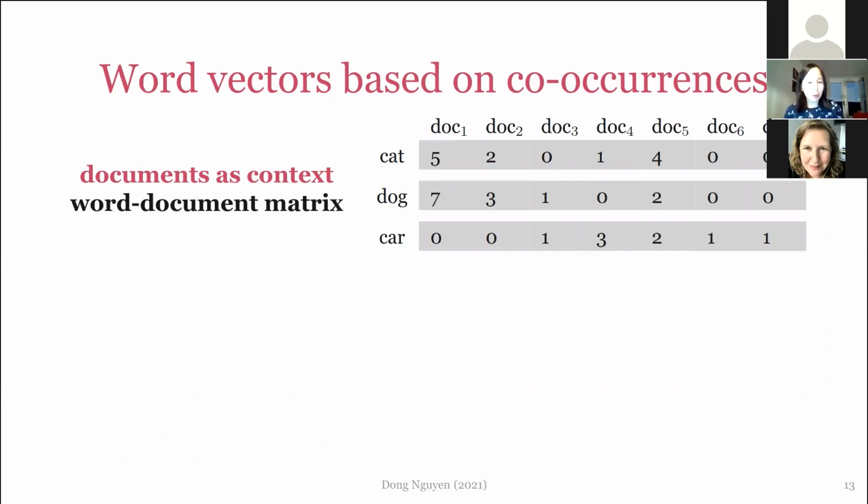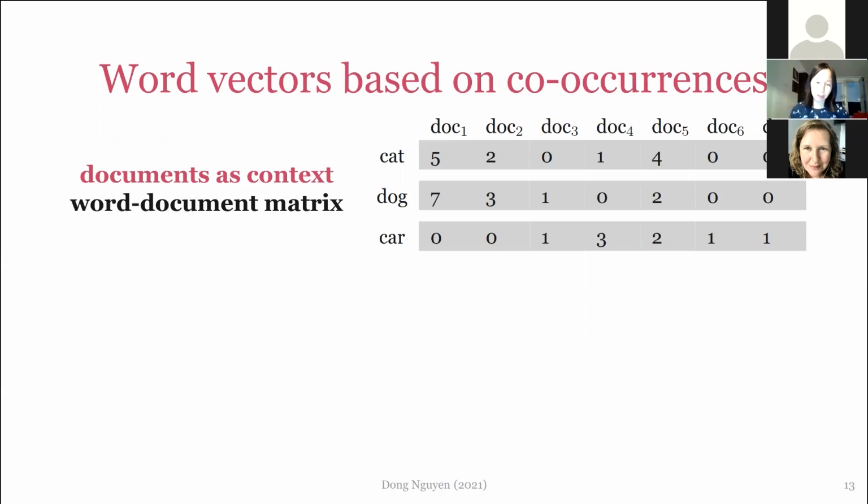So this is one way of doing this, where we take as context the documents. So let's say we have 7 documents, and we just have 3 words. Right, so what we could do is just count how often each word occurs in each document. So let's say cat occurs 5 times in document 1 and 2 times in document 2. And dog occurs 7 times in document 1 and 3 times in document 2, and so on.